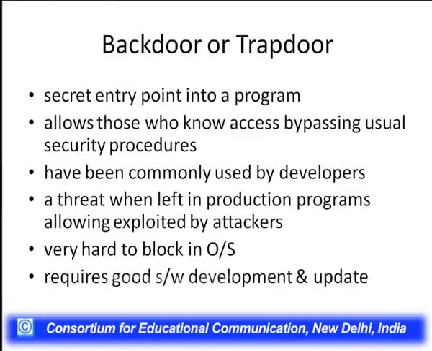So the first type of attack that we are going to talk about is a software attack, that is a backdoor or a trapdoor. A backdoor basically means that it is a secret entry point into a program, which allows those who know the access to bypass usual security procedures. It has been commonly used by developers. A threat, when left in production programs, allows it to be exploited by attackers. It is very hard to block in the operating system and requires good software development and update knowledge. So basically a backdoor is a weak point left by the programmers, which allows some other system or software to enter into the system and devastate it.